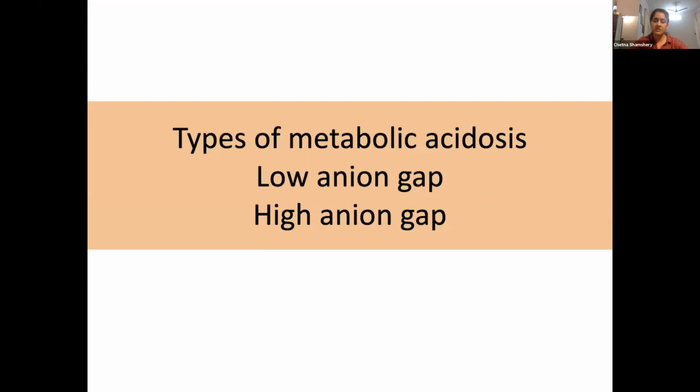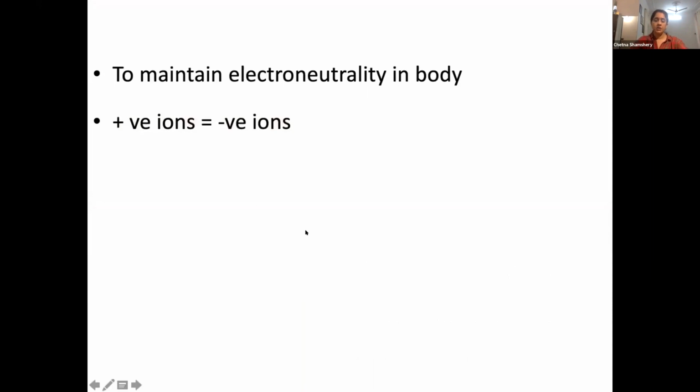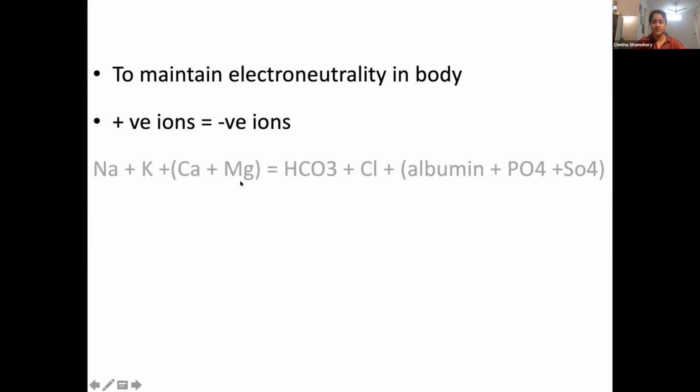One of the last points is to determine the kind of metabolic acidosis. So metabolic acidosis is of two types, a low anion gap or a high anion gap. Now to understand how we determine this, our body is always in an electroneutral state. It's in homeostasis. All the positive ions of the body are usually equivalent to the negative ions, and that is the reason why we are in homeostasis.